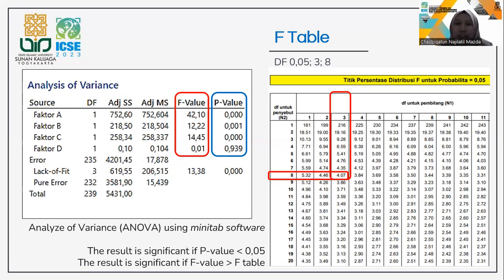From this ANOVA, we can conclude that the factors affecting workspace design are factors A, B, and C. These are light, noise, and temperature.